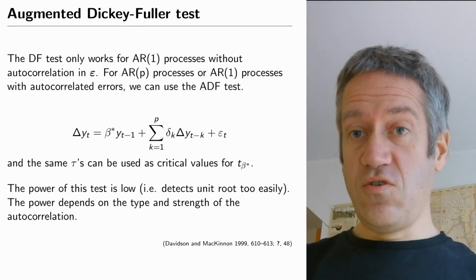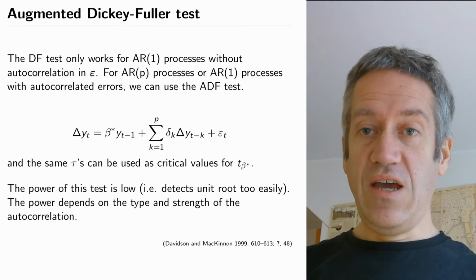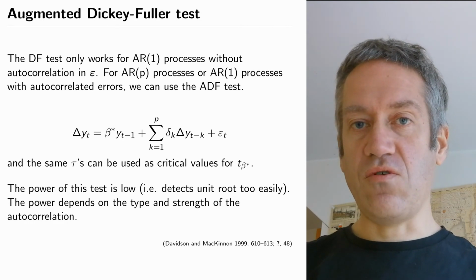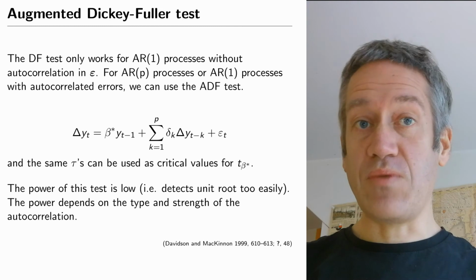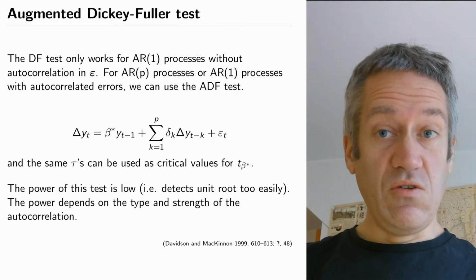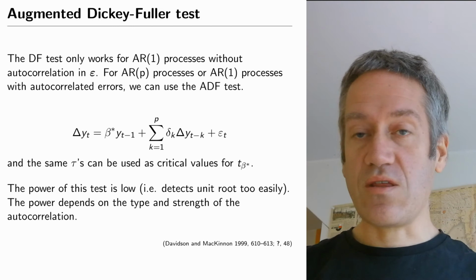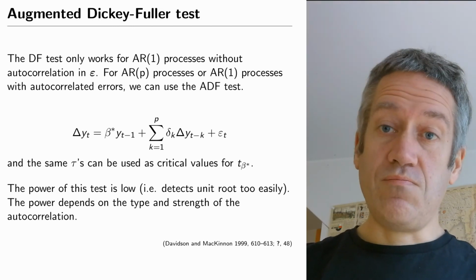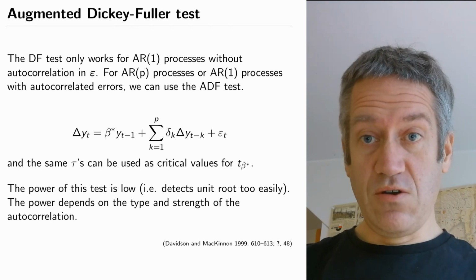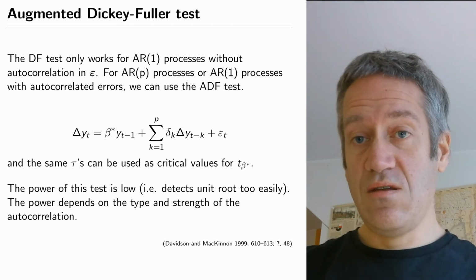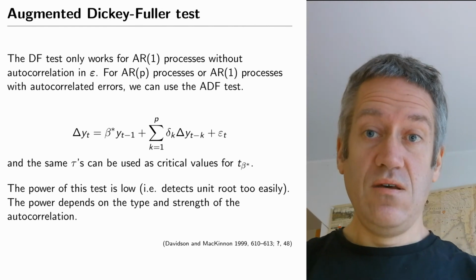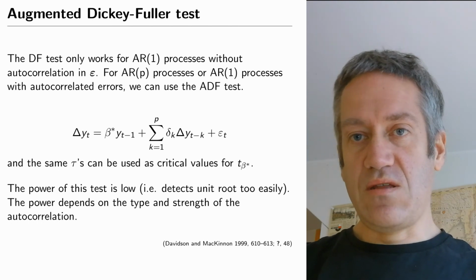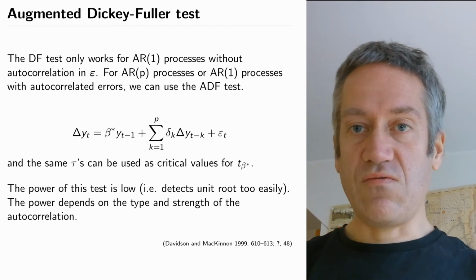There is an extended version, the Augmented Dickey-Fuller test, which adds lagged versions of the first differences, and they are valid for higher order AR processes, ARP processes. We're still not talking about MA processes, we're talking about AR processes, but MA processes don't typically have a unit root. Note that the power is relatively low, partly because of what I said about the null hypothesis, so it detects unit roots quite easily. It needs sufficient evidence to reject it. And the power is a function also of the type and the strength of autocorrelation.